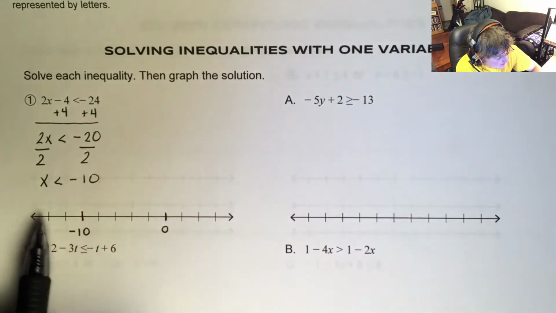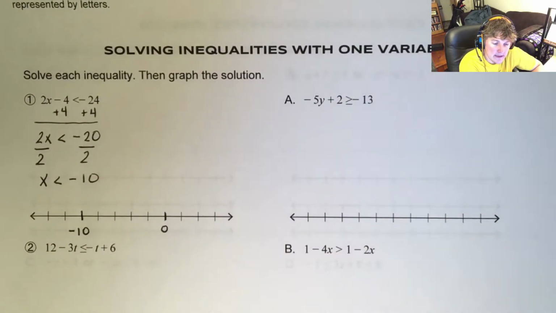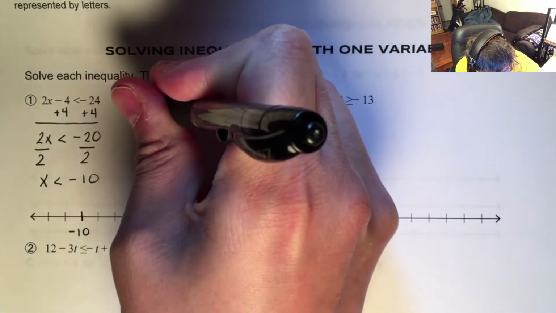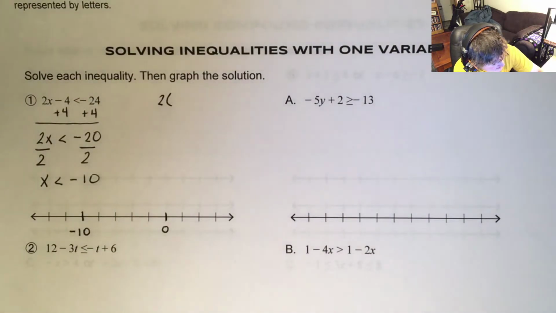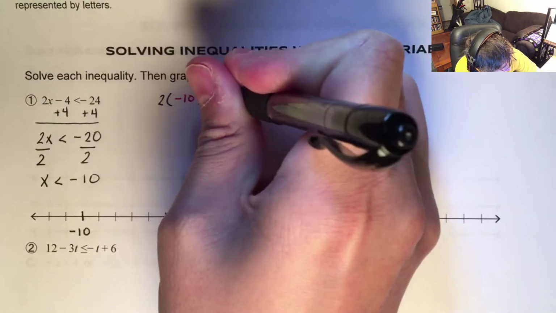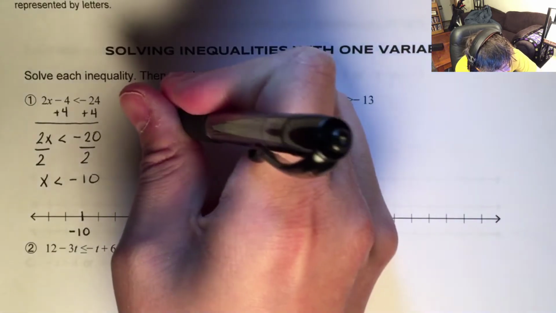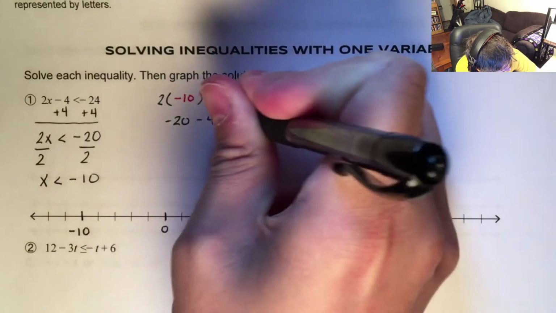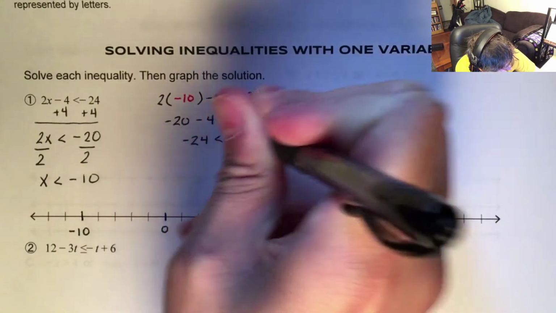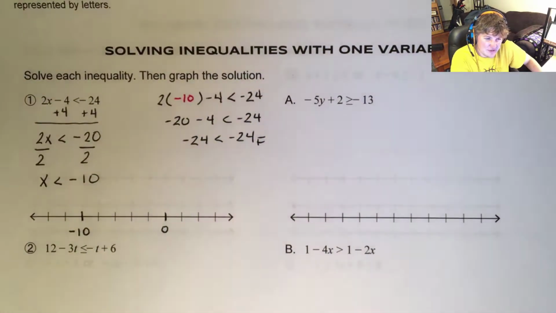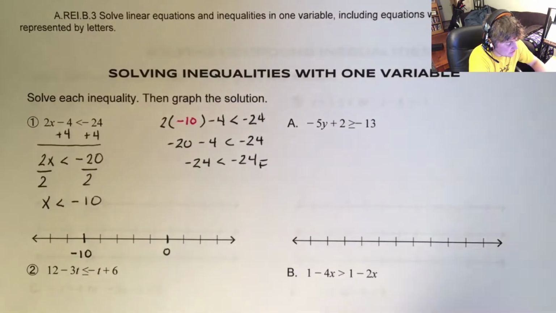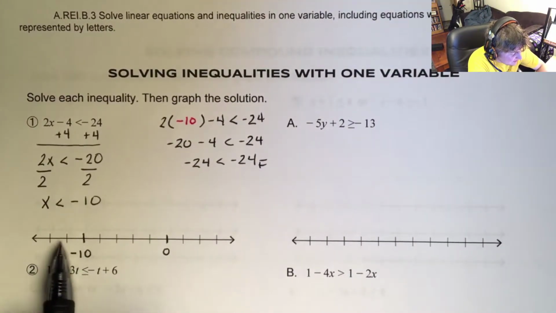So I know it's all of the values out here, but what about negative 10? Is negative 10 a solution to this? Well, we could go ahead and test that. If I wanted to, I could say 2 times, well, I'm testing negative 10, minus 4 is less than negative 24. This is negative 20, and negative 24 is less than negative 24. Well, this is actually not a true statement. So that means negative 10 is not a solution. But I know all the values to the left of it are, because those are the values less than that.